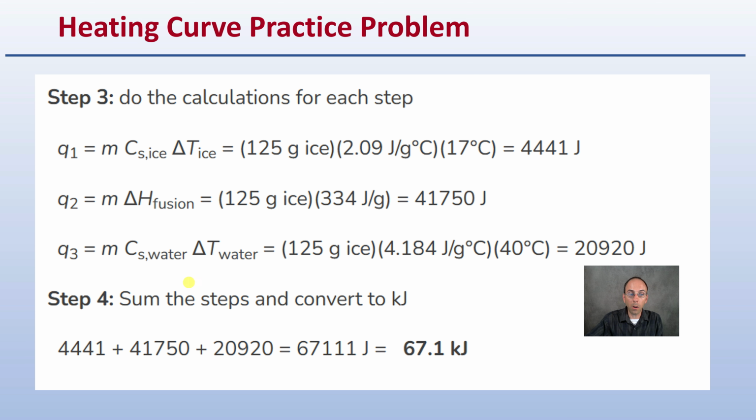Once we calculate them all, step number 4 would be to sum the steps and convert it to kilojoules. The reason we're converting this to kilojoules is that it's a fairly large number. 67,111 is simply converted to 67.1 kilojoules.